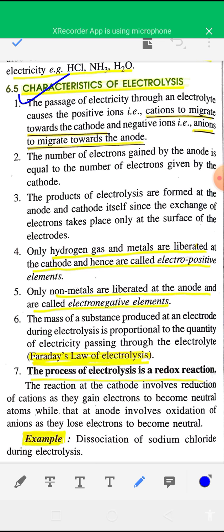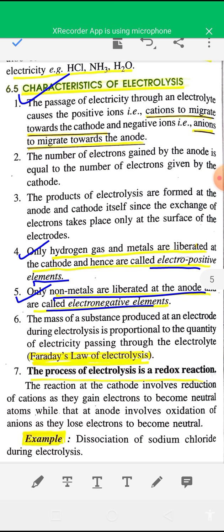Only hydrogen gas and metals are liberated at the cathode, and remember this point. At cathode only hydrogen gas and metals are liberated, and hence they are called electropositive elements. And at anode only non-metals are liberated, and they are called electronegative elements.